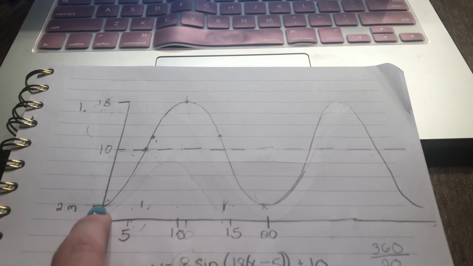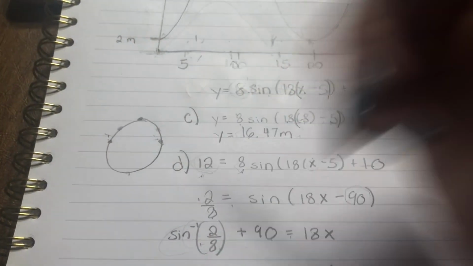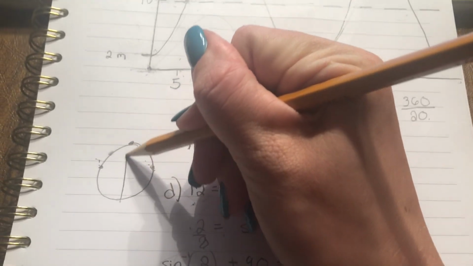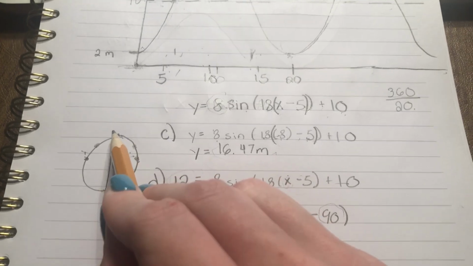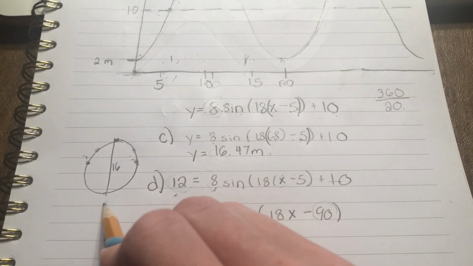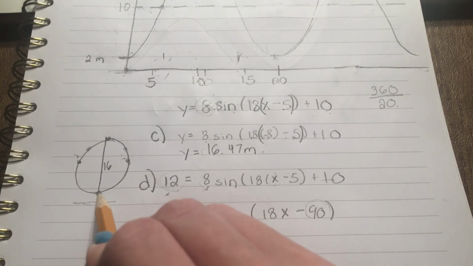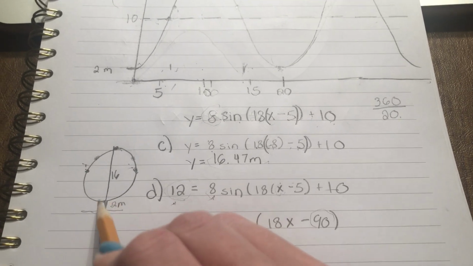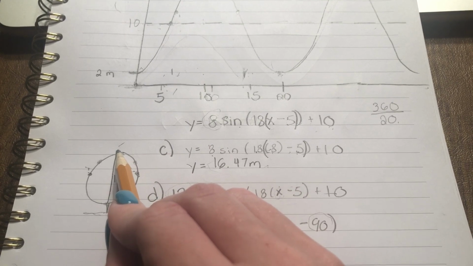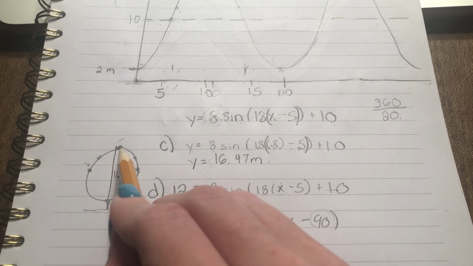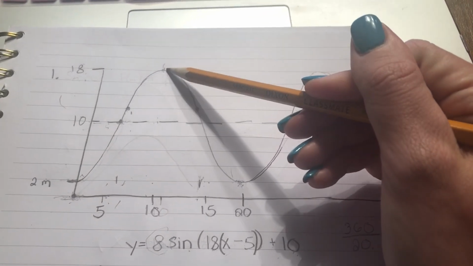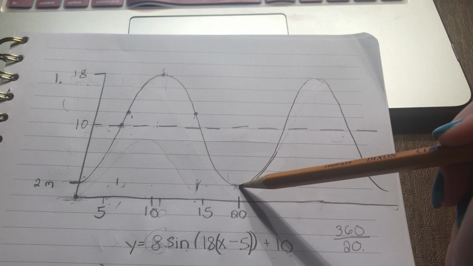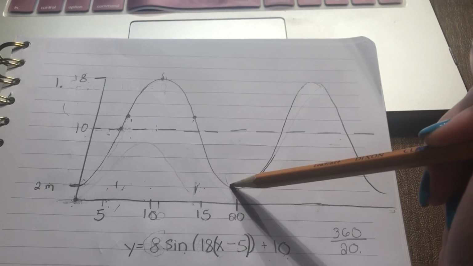And since the Ferris wheel has a diameter of 16 meters, so here's my Ferris wheel. So it has a diameter of 16. So when it gets to the top, remember this here is 2 meters. So when the rider gets to the top and then goes back down in height, it's going to have a total height of 18 meters. So that means it's going to climb all the way up to 18 and then all the way back down to 2 meters. And this is where the rider would get off.